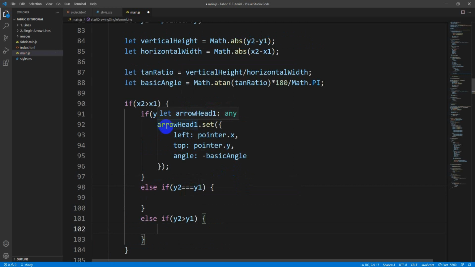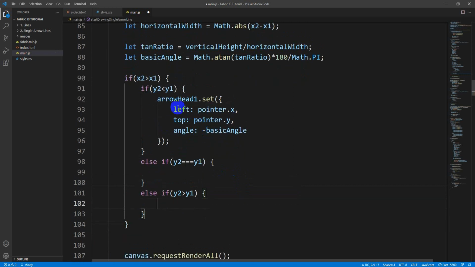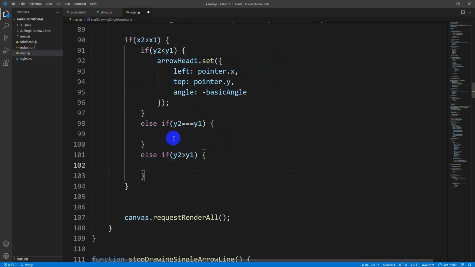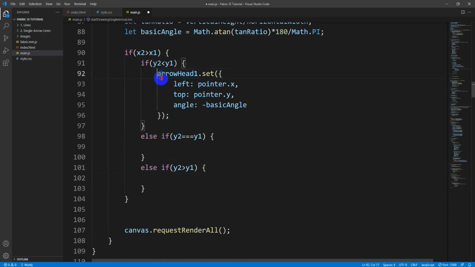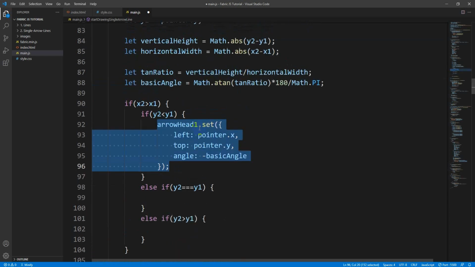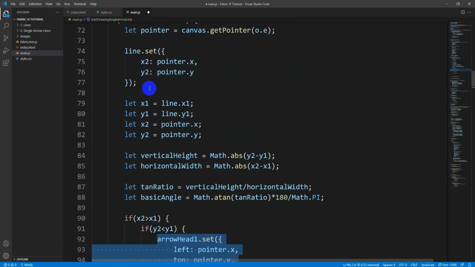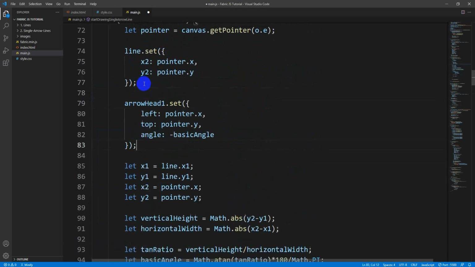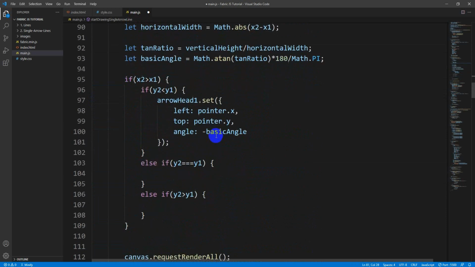I realized that we actually do not need to always copy and paste this left and top position into these two conditions. We can just do it once. What I mean is, we can set the arrowhead positions over here, and in each condition we just set the angle.